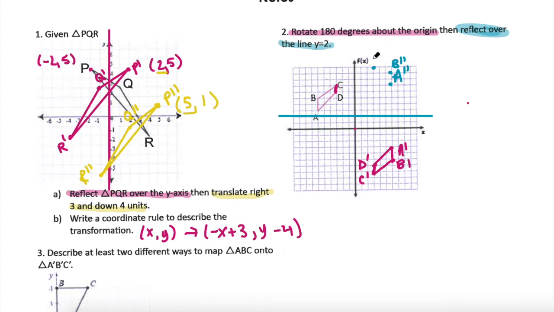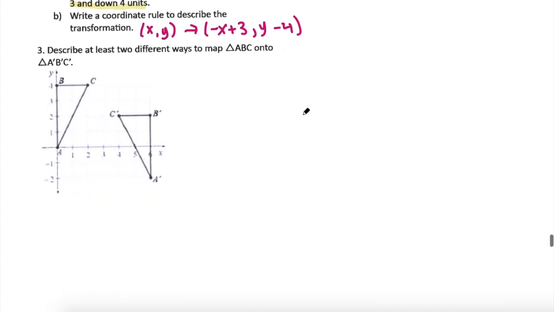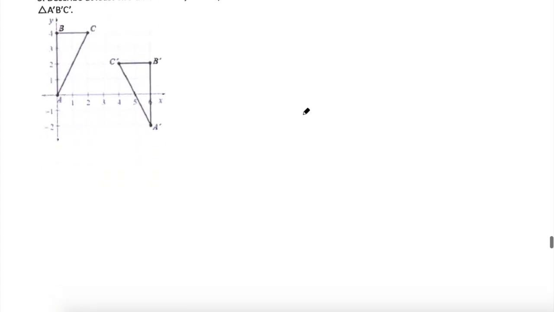And C prime went down 9. It's a little bit off our graph here, but that's okay. D double prime, C double prime. We can connect. And there is our composite transformation.